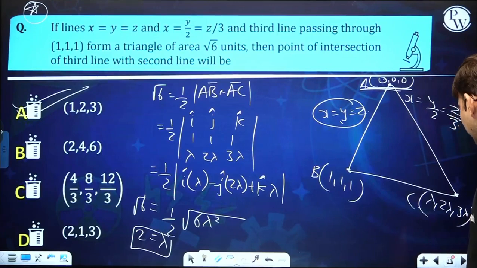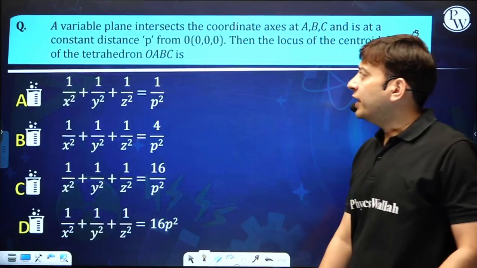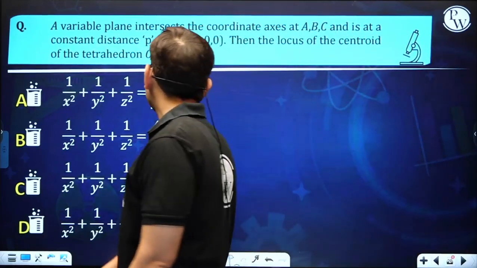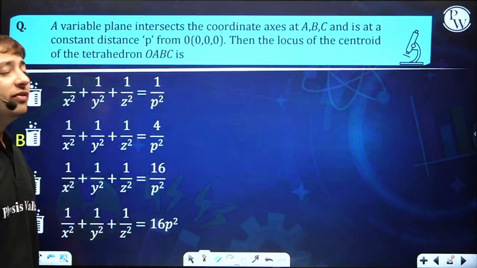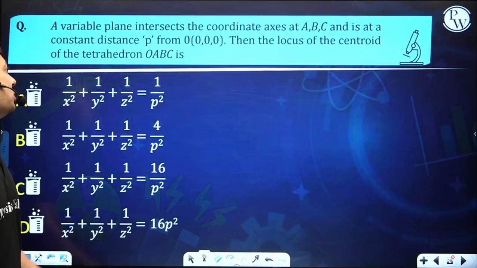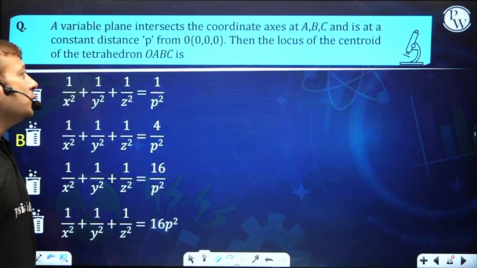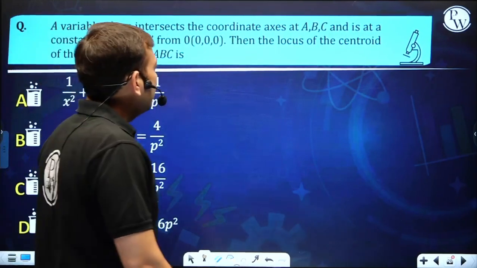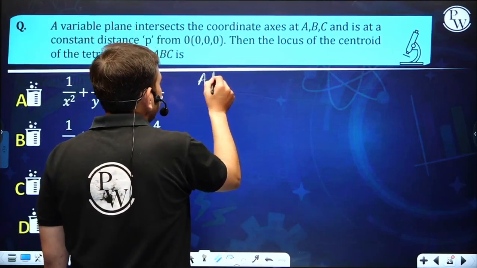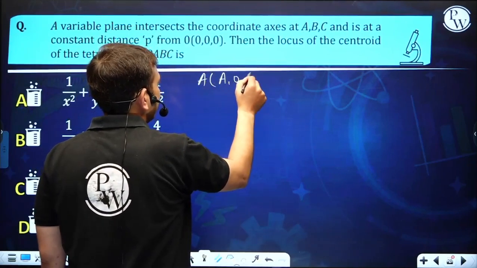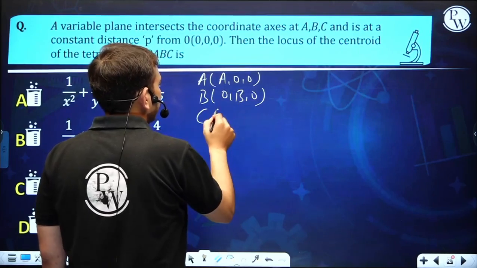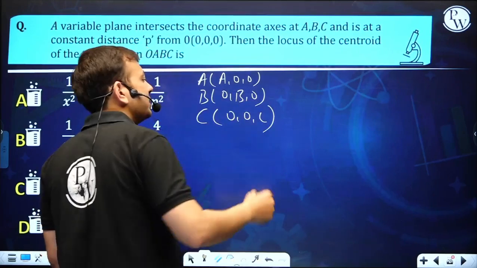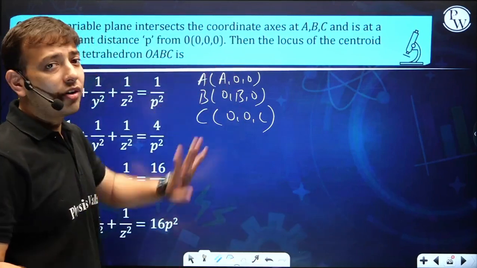Now, moving on to the next question. A variable plane intersects the coordinate axes at A, B, and C and is at a constant distance p from the origin. Then find the locus of the centroid of the tetrahedron OABC. Let point A be (a, 0, 0), B be (0, b, 0), and C be (0, 0, c), because they are cutting on the coordinate axes.